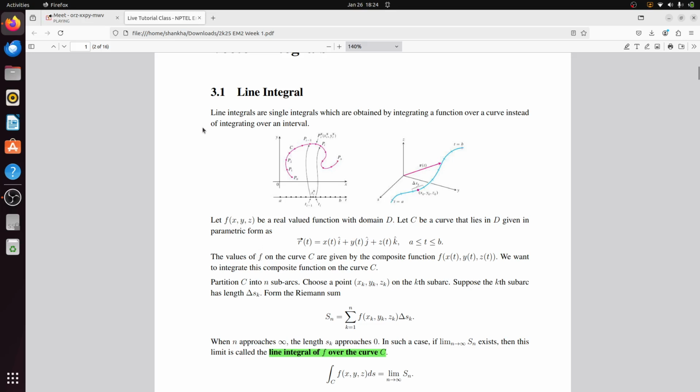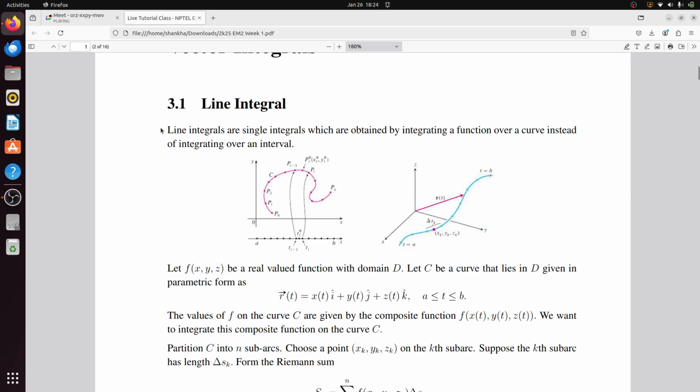So first of all, line integral. What do you mean by line integral? Line integrals are single integrals which are obtained by integrating a function over a curve instead of integrating over an interval. Am I clear? That means line integrals are actually single integrals obtained by integrating a function over a curve instead of integrating over an interval.